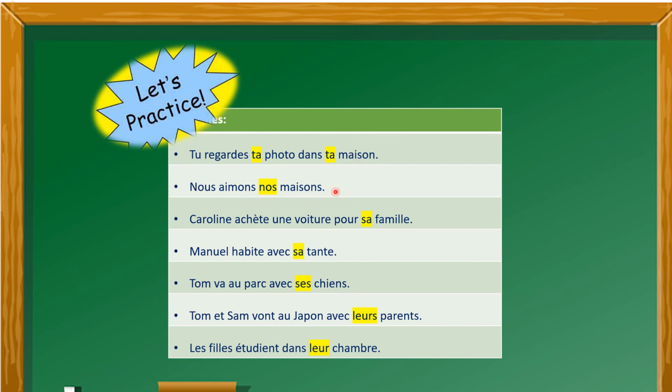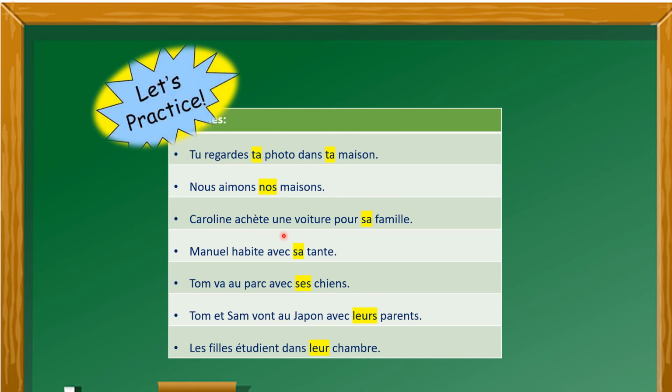Nous aimons nos maisons. We love our houses. The word houses is plural here. That's why we are using nos. If I would have written here maison, singular, I would have written notre here.